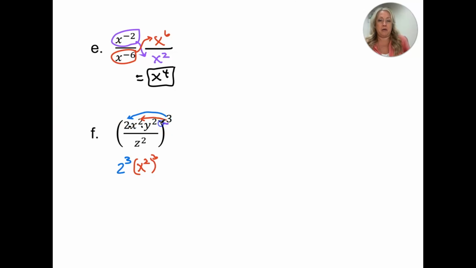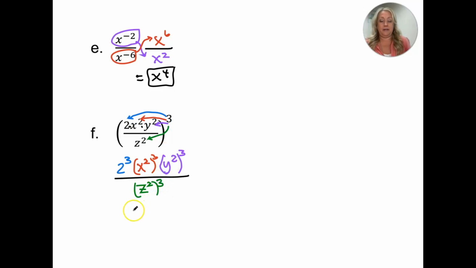All right, and then we give that power of 3 to the y term also. So I've got y to the 2nd power, all raised to the 3rd power. All right, and then on the bottom, we can't forget about that one. We also need to make sure that we give that z squared a power of 3. So we're going to give that power of 3 to this one also. So I've got z squared all raised to the 3rd power.